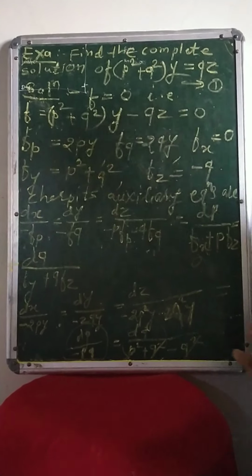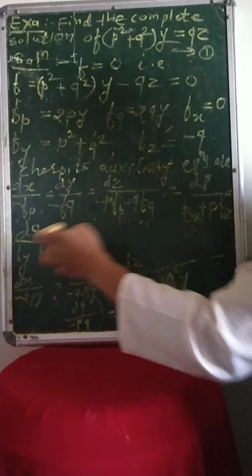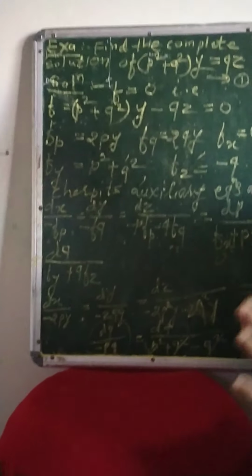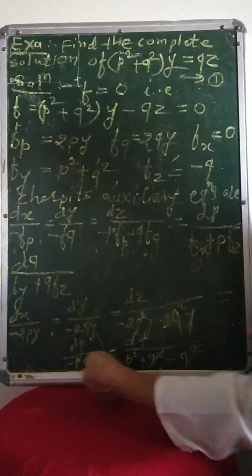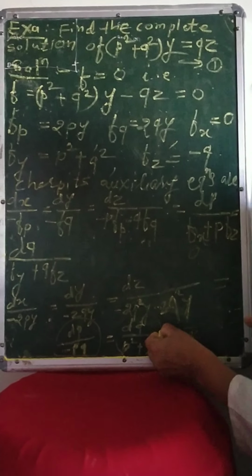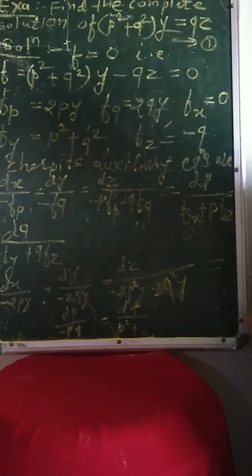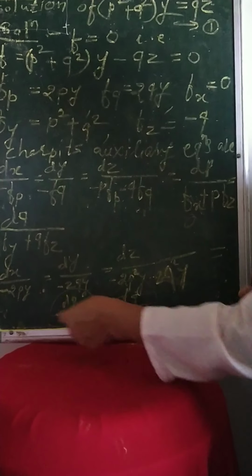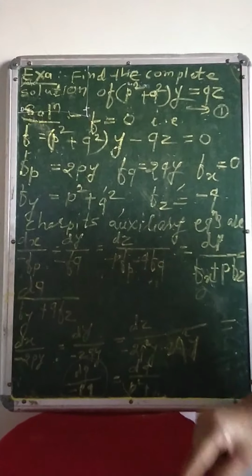After this, from these 5 ratios we select only 2 simple ratios. So the 2 simple ratios are these 2 ratios. Here plus q square and minus q square get cancelled. Okay. So only 2 simple ratios are these 2 ratios. So after this we select only these 2 ratios.